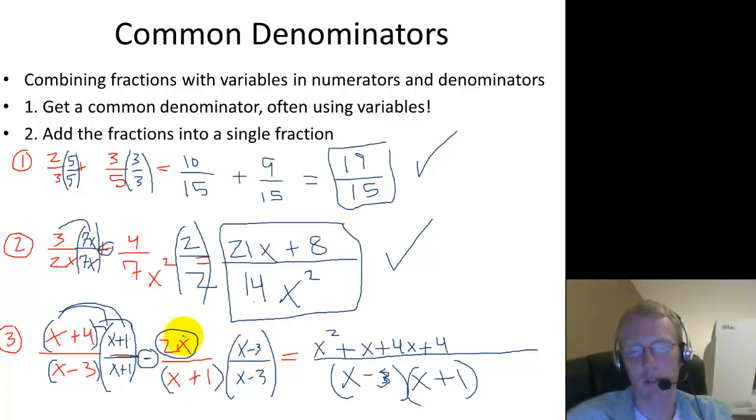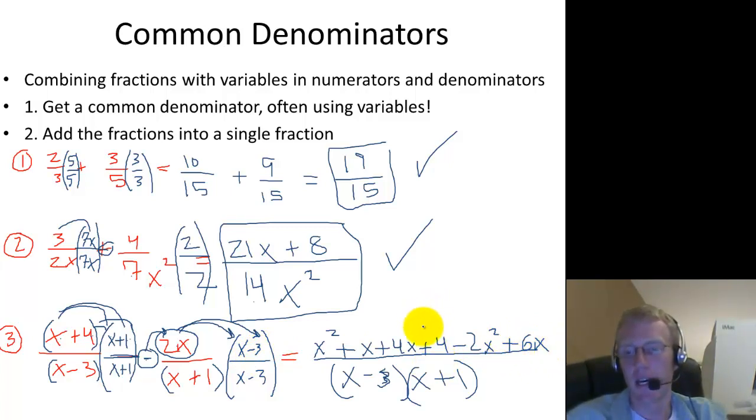And then I have an x minus 3. So I'm going to distribute the 2x here and here. And I'm also going to distribute the minus sign. So negative 2x times x is negative 2x squared. And negative 2x times negative 3 is positive 6x. Okay, and I'm going to kind of go this way to get my final answer.